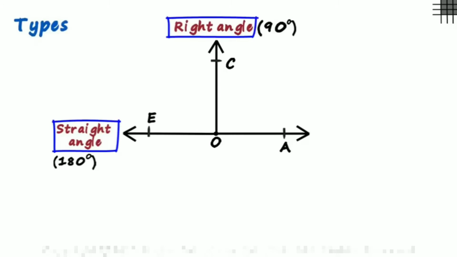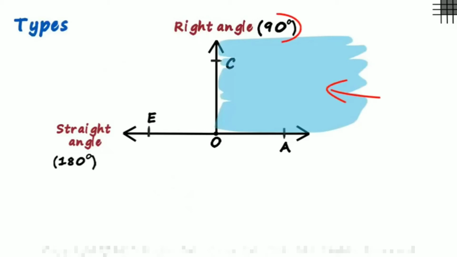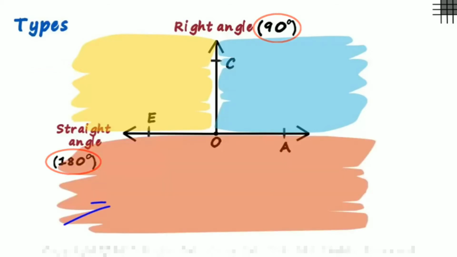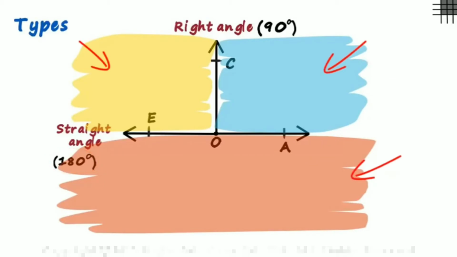These two were the special angles, and if you look at the figure closely, these two angles divide the plane into three regions. Let me color them for you. This blue region, which is between 0 and 90 degrees. This yellow region, which is between 90 degrees and 180 degrees. And this entire red region under the line, which is between 180 degrees and 360 degrees. We classify the angles purely based on these three regions. To classify the angles in this figure, we will consider ray OA as the initial arm for all angles.